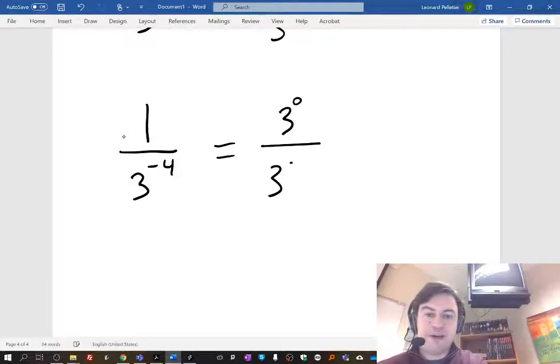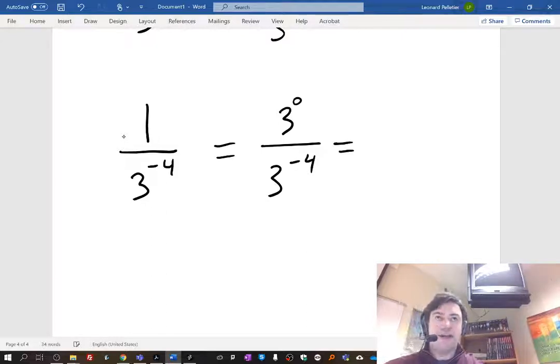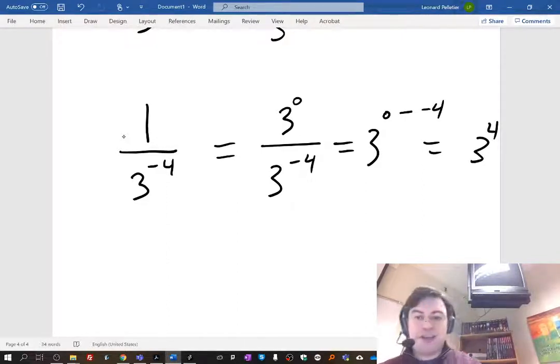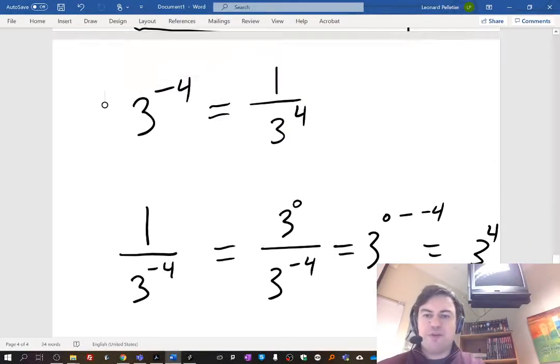Over 3 to the power of negative 4. Then we can use our exponent laws. We can do the quotient rule, which says that we're going to subtract the exponents, right? So that's going to be 3 to the 0 minus negative 4. And minus negative 4 is the same as plus 4. So that's going to be equal to 3 to the positive 4. Whoa, nice. So the negative exponent, when it's in the denominator, you can flip it to the top to make it positive. When it's in the numerator, you can flip it to the bottom to make it positive.